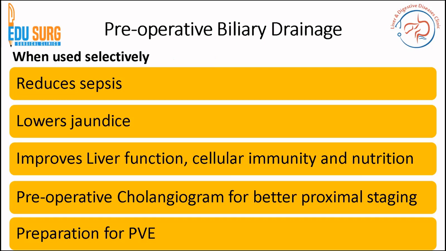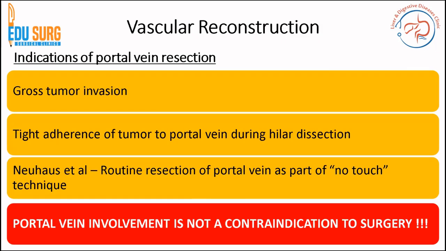When used selectively, biliary drainage does reduce sepsis. Of course, it lowers the jaundice, that is its aim. It improves the liver function and also gives you a preoperative cholangiogram for better staging of the proximal extent of the disease. Of course, preparation of the patient for portal vein embolization does entail performance of a preoperative biliary drainage.